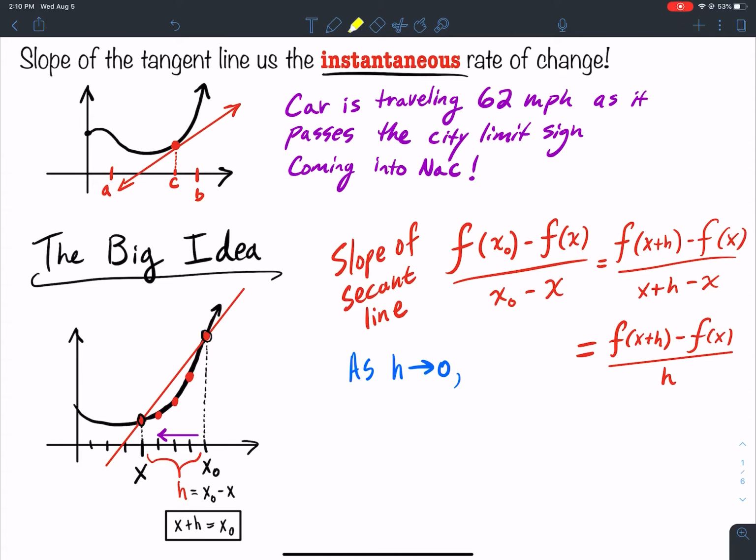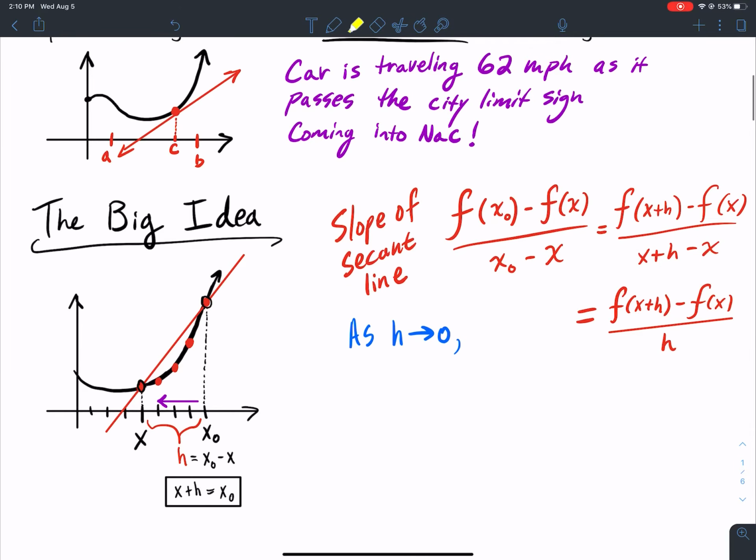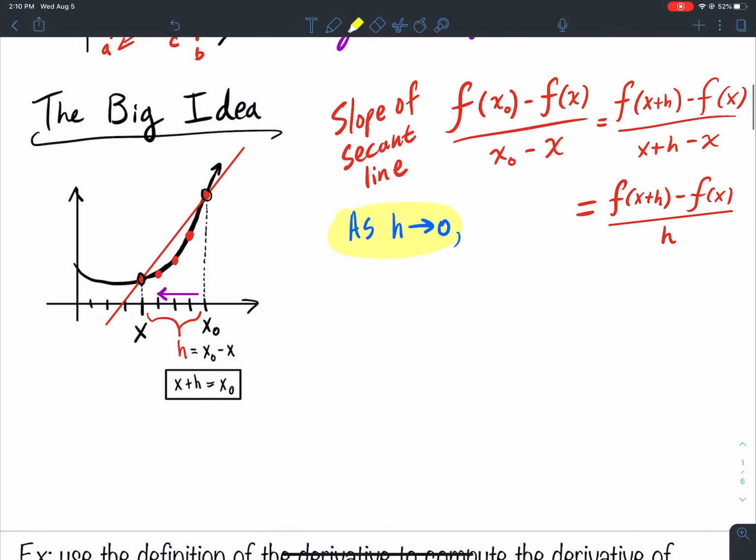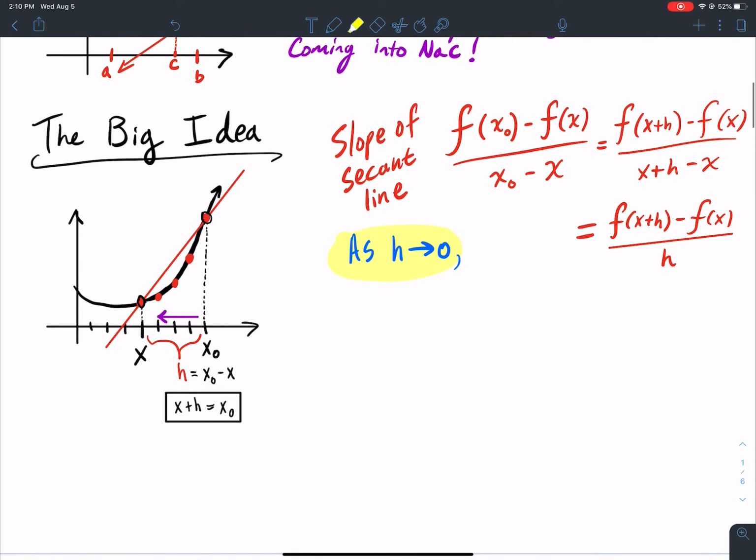So what do I mean by that? I'm going to shrink my h value. So I'm going to pick x naught values that are closer and closer and closer to my x. And as I do that, my h, my distance between x and x naught, is shrinking to 0. So that's where the limit comes into play here, and why we had to introduce limits before we could do a derivative.